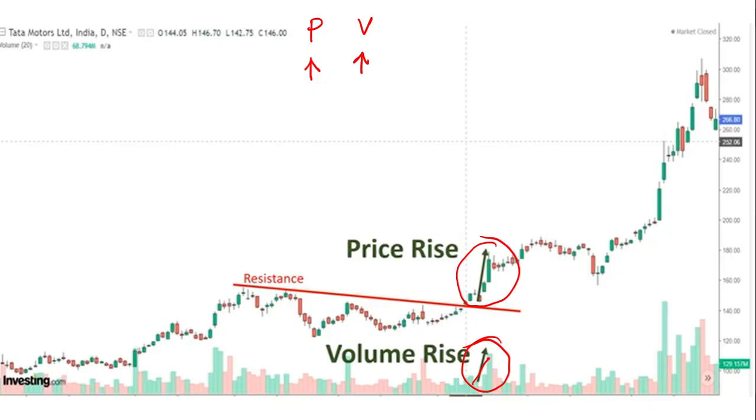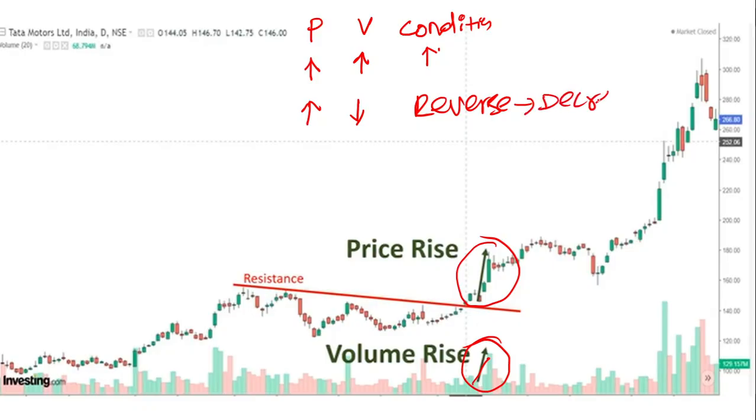What does it mean? Stock price is increasing, volume is increasing, which means your stock price will increase further, isn't it? That's what happens here. In the second condition, what happens? Let me assume your price is increasing and volume is decreasing. What is your condition? Price increasing, volume decreasing means reverse. Reverse means your price decreases. This is the first one, this is the second one.